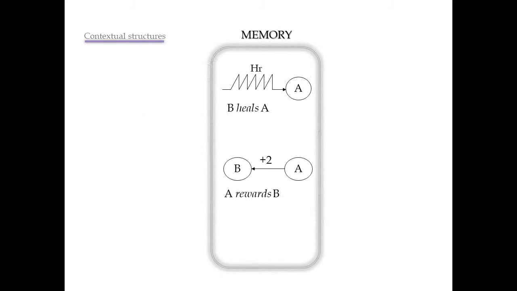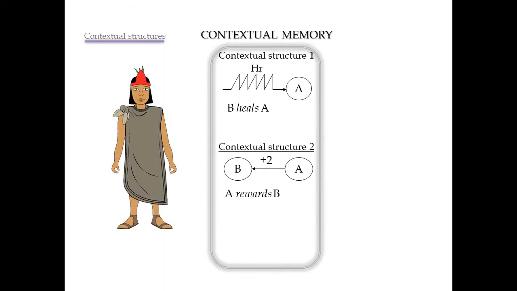In this example, we ended with 2 structures in memory. The first represents that when the health of character A is at risk, something logical to happen is that character B heals character A, and that when character A is very grateful towards character B, something logical to do is that character A rewards character B. All these structures are gathered together in what we refer to as contextual memory.